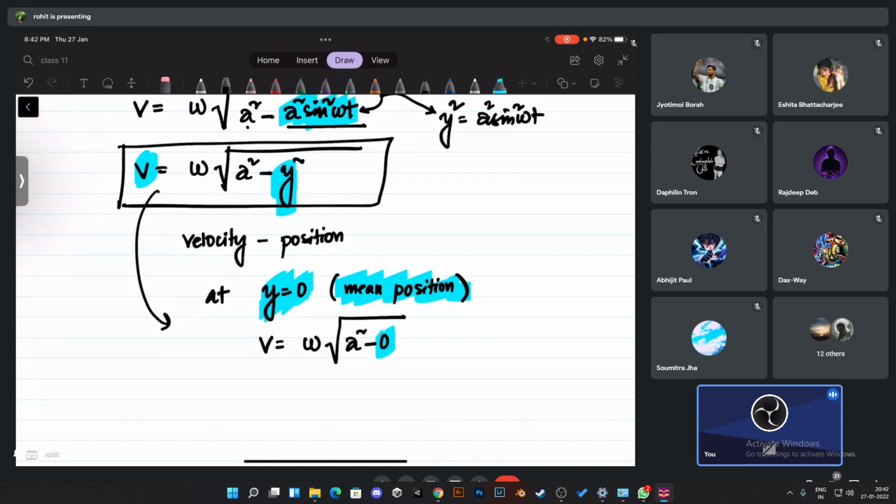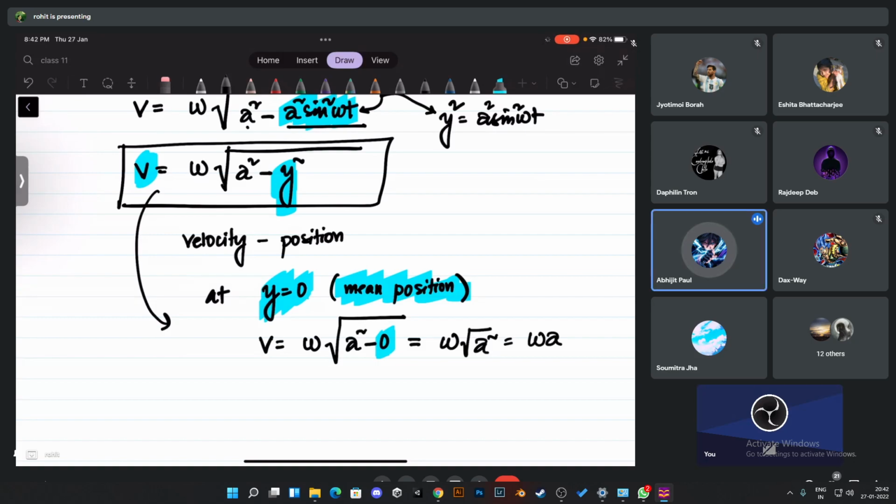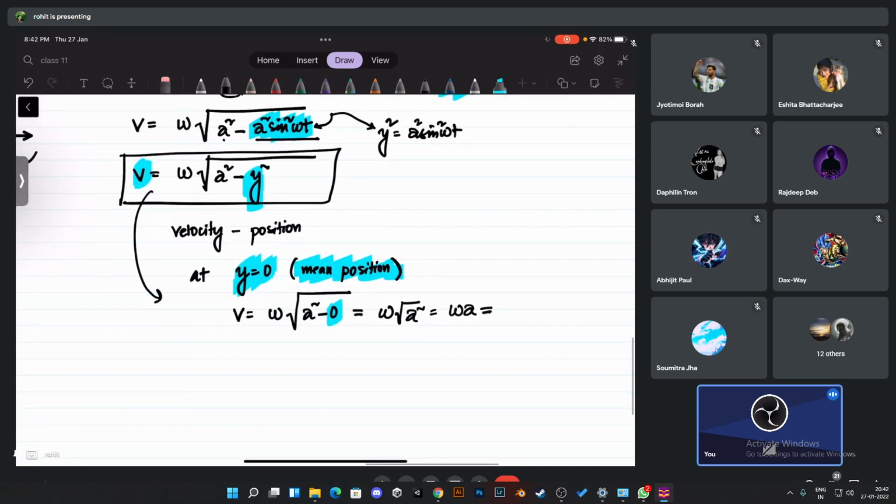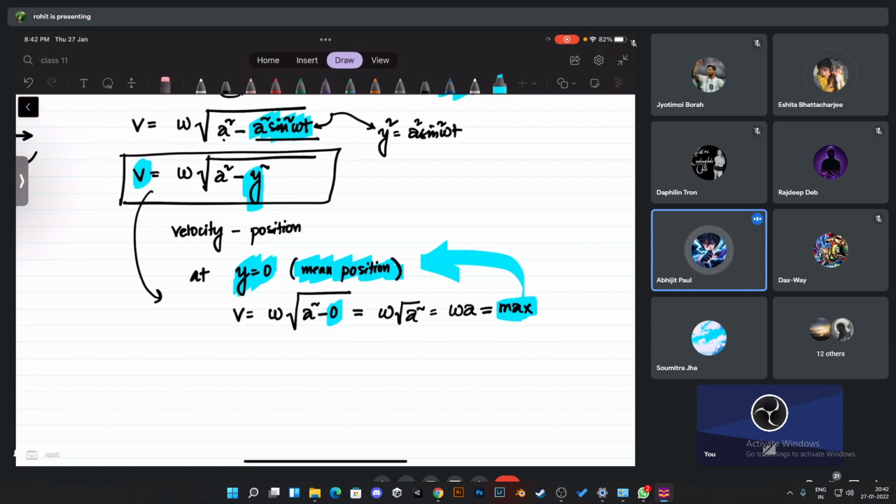So now I'm going to get omega root over just a square. That is nothing but omega into a, omega A. And we know what this is: it is the maximum velocity. So when do you get maximum velocity? I can just tell you directly, right? At which position? At the mean position. See, that's how we get it.